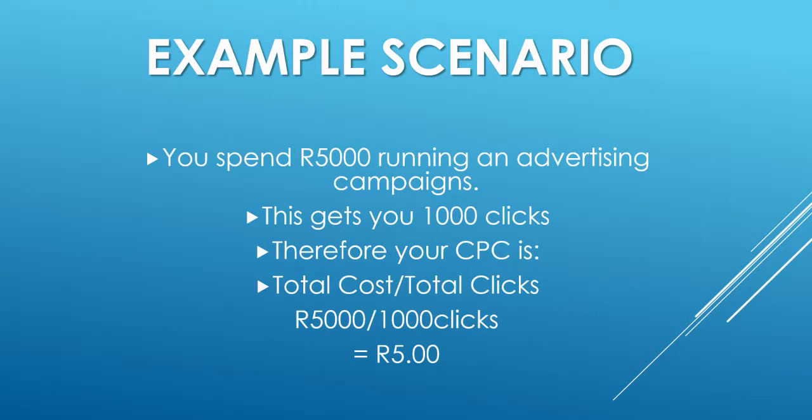So in this example, let's say you are running a campaign and you spend 5,000 Rand on that campaign, and this gets you 1,000 clicks. Therefore, your CPC is going to be your total cost divided by your total clicks. So in this example, it's 5,000 Rand divided by 1,000, and that means your cost per click is 5 Rand. So every time somebody clicked on your ad, you ended up paying 5 Rand for it.